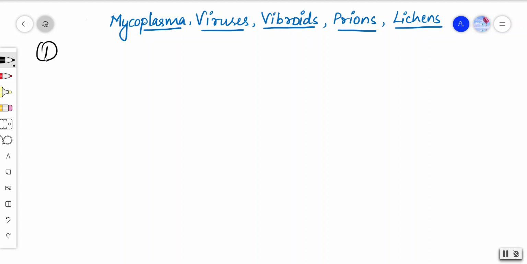Okay, so let's get started now. Our first is Mycoplasma. Very bad underlining I'm doing, right? Good. Hope you guys manage with it.